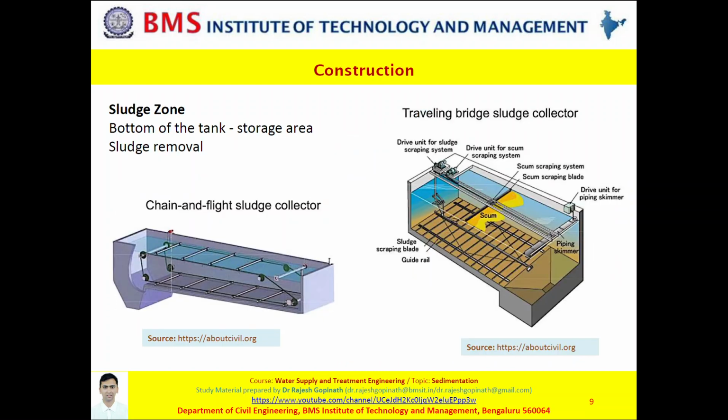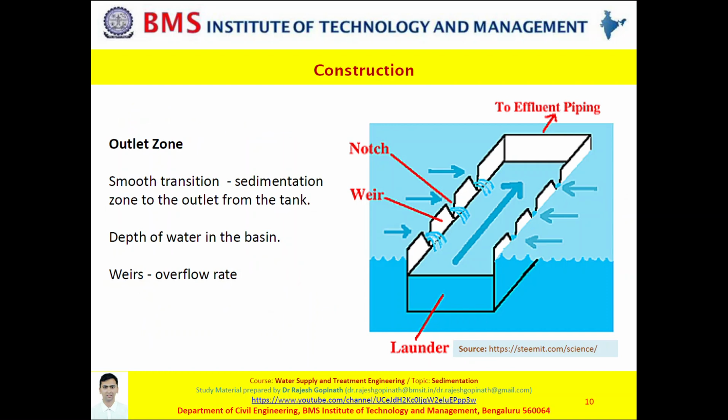This zone of the tank is called the sludge zone. This is where these settleable solids are collected, and eventually these are called sludge, and there is a system in place wherein this settled sludge or sedimented solids are removed. Okay, now the last part of the tank is the outlet zone.